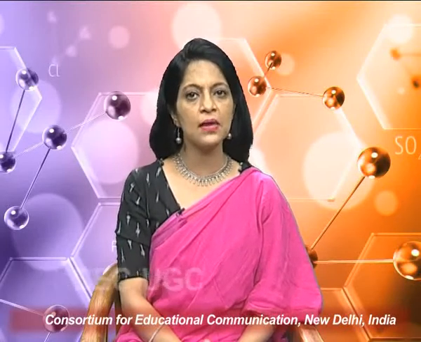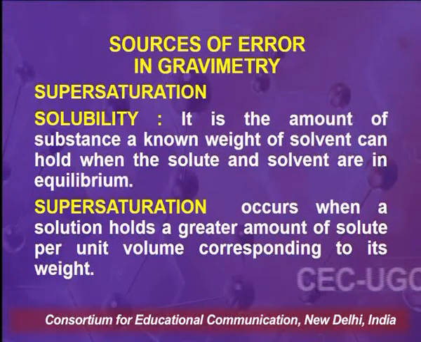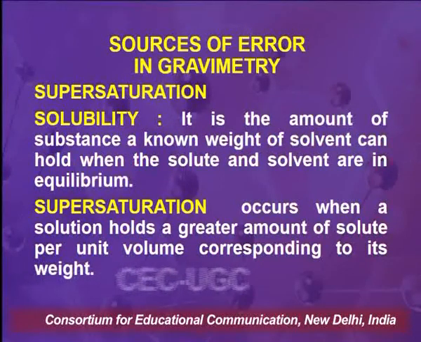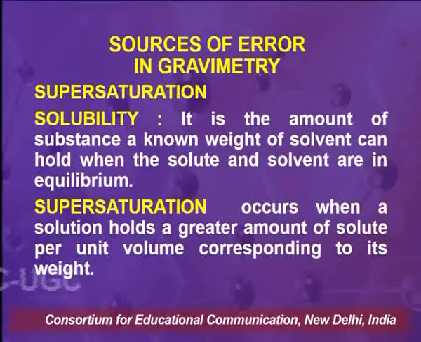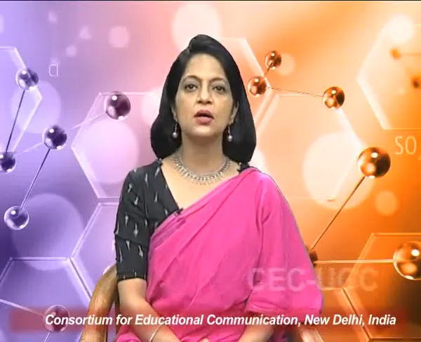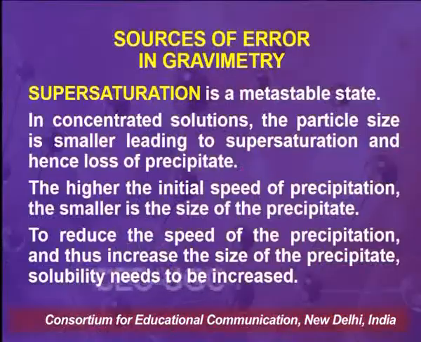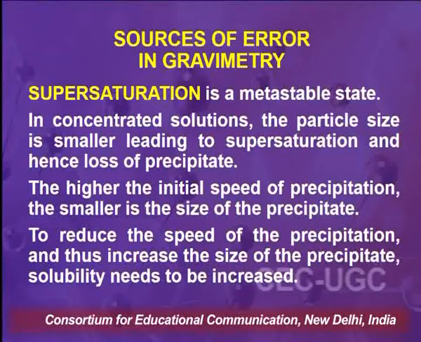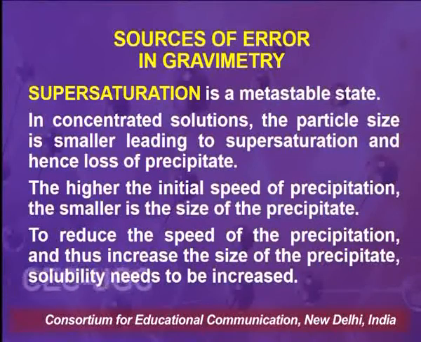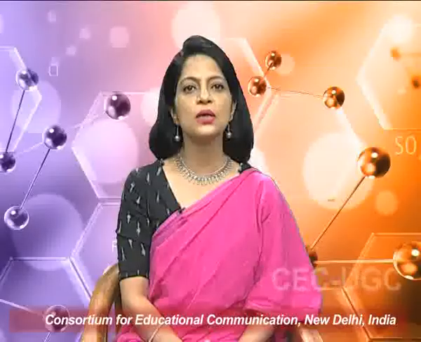Supersaturation occurs when a solution holds a greater amount of solute per unit volume corresponding to its weight. Supersaturation is a metastable state. In concentrated solutions, the particle size is smaller, leading to supersaturation and hence loss of the precipitate. Higher the initial speed of precipitation, smaller is the size of the precipitate. To reduce the speed of the precipitation and thus increase the size of the precipitate, solubility needs to be increased.